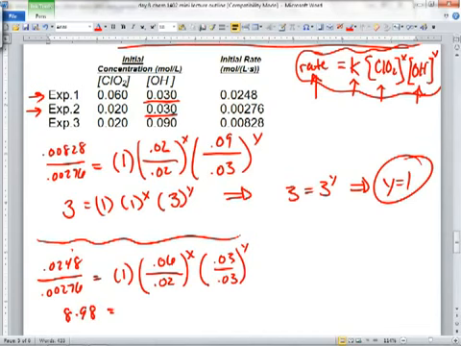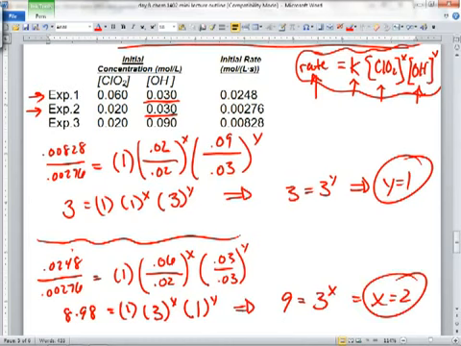Just write this out, then we'll see. 8.98, 0.06 over 0.02, oh, forgot about my 1. 0.06 over 0.02 is 3 raised to the x. And then that'll be 1 raised to the y. Okay, now you're wondering about the 8.98. They're going to want you to what? Round it to 9. Yep. So we really end up with 9 equals 3 to the x. So x is 2. We got them.